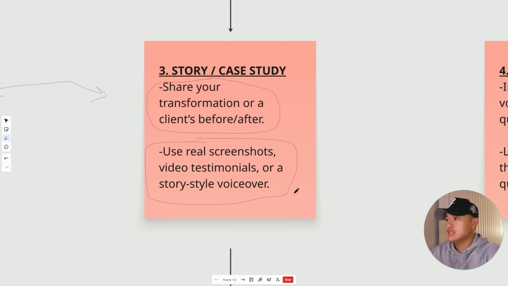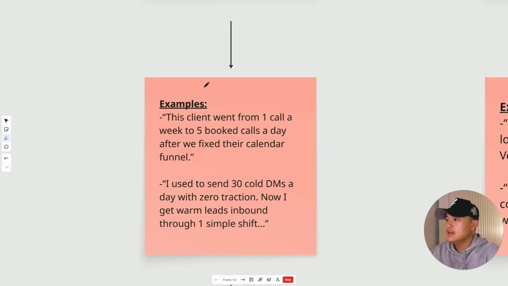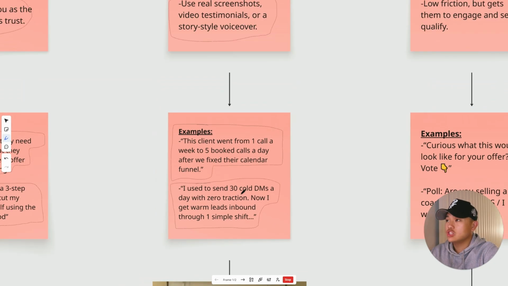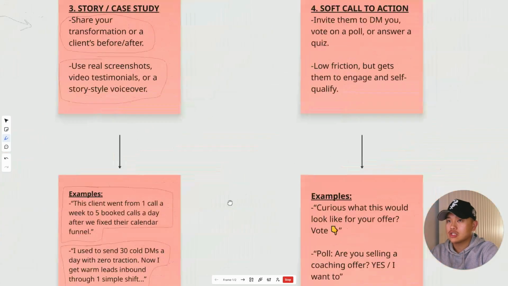So this is basically just showing proof. Looking at the examples, this client went from 1 call a week to 5 booked calls a day after we fixed their calendar funnel. Another example is, I used to send 30 cold DMs a day with 0 traction. Now I get warm leads inbound through 1 simple shift. Basically, this is just using a story or case study as an example to show proof that your systems actually work, or your offer actually works.